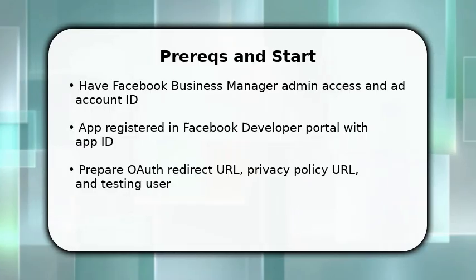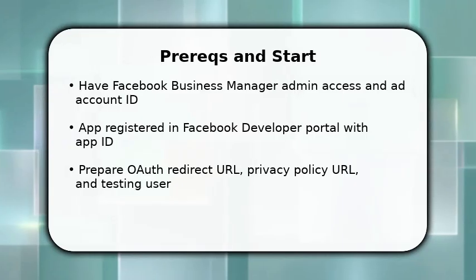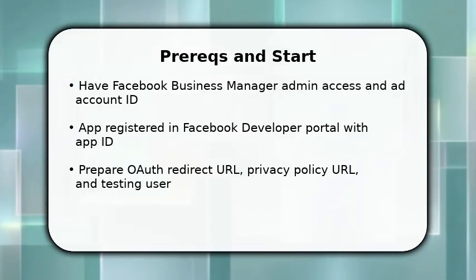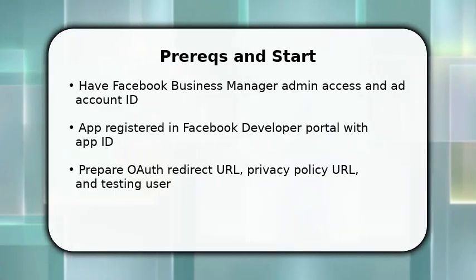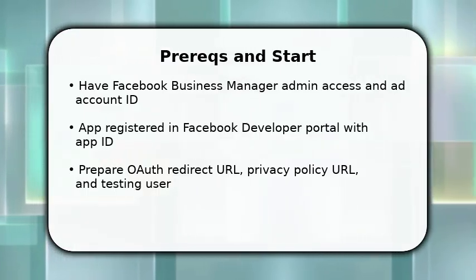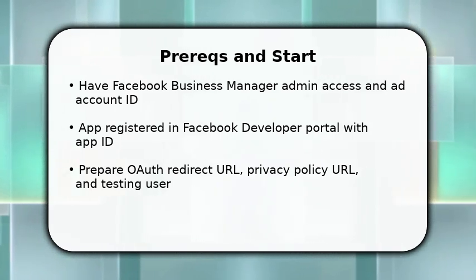Make sure your app's OAuth, redirect, and privacy policy URLs are set in the developer portal. Without them, connection fails. Next, add your app to Business Manager by entering the app ID and assigning owner permissions, so you can grant ad account access in the next step.